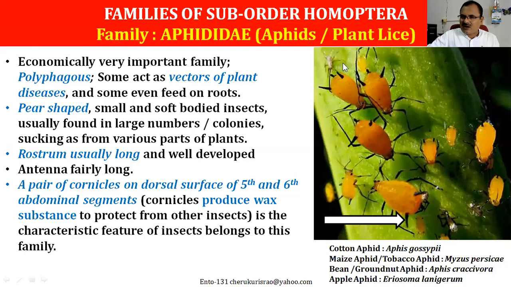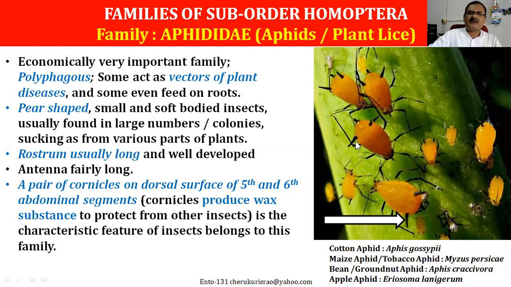And remember, all these are adults, but wingless adults. The winged adults you will find very rarely, but you can identify them as well. Most of the time you will only see the wingless adults. Whether adult or nymph, both will have this pair of cornicles. That is the very peculiar and most important taxonomic character.